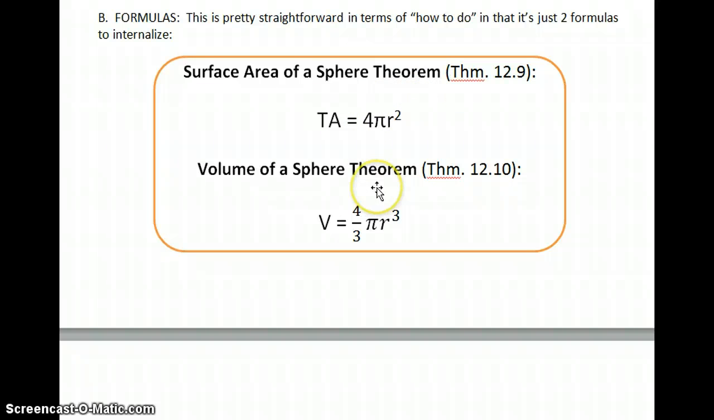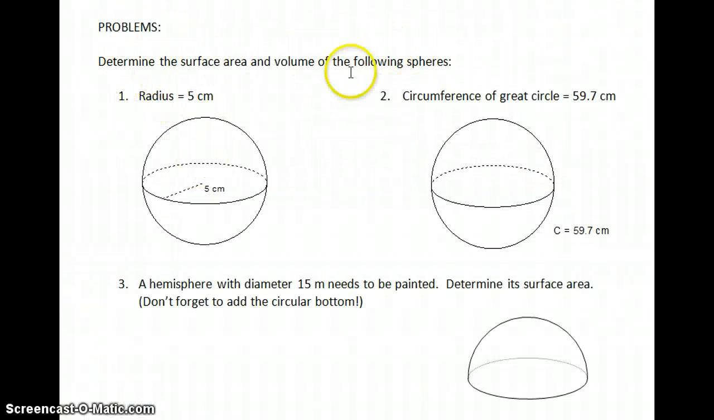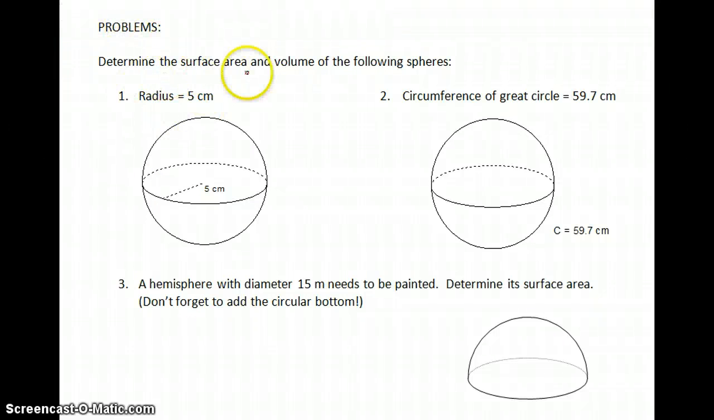So once you have radius, you just plug it into these formulas and you're good to go. All right, so let's actually do some problems. This would be the most straightforward problem you got, where you get the radius and it asks you for those two different things. Let's find surface area and let's find volume.